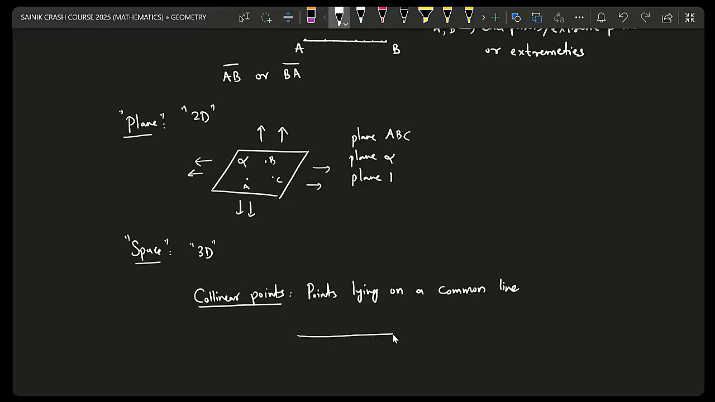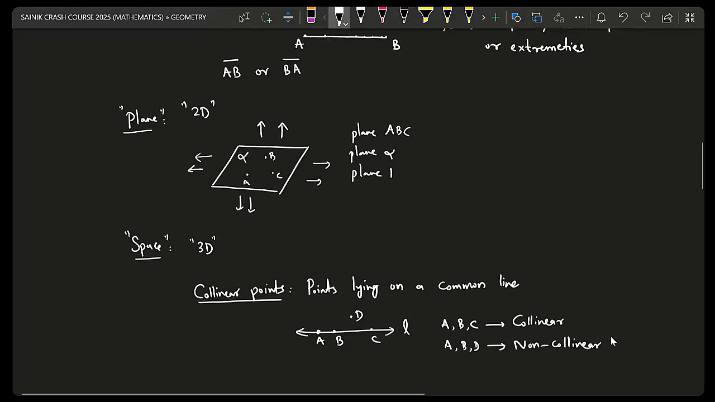For example, we have a straight line, let us say this as line L. There is a point A, there is a point B, and there is a point C. So can we say A, B, C are collinear points? Yes, we can say that they are collinear because they are lying on the same straight line. But if I have a point D here, I want to check ABD. Are ABD collinear? Is there any straight line passing through ABD? No. So they are called non-collinear points. If the points are not lying on the same straight line, we call them non-collinear points.